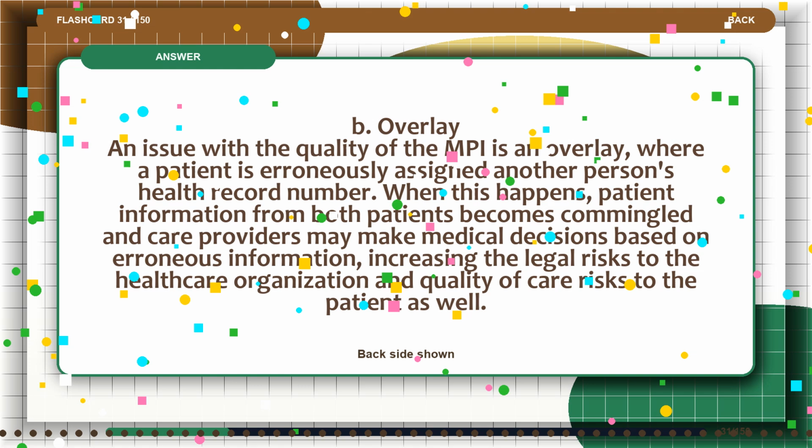The answer is B. Overlay. An issue with the quality of the MPI is an overlay, where a patient is erroneously assigned another person's health record number. When this happens, patient information from both patients becomes commingled and care providers may make medical decisions based on erroneous information, increasing the legal risks to the healthcare organization and quality of care risks to the patient as well.